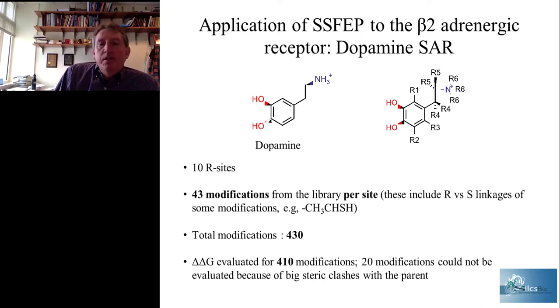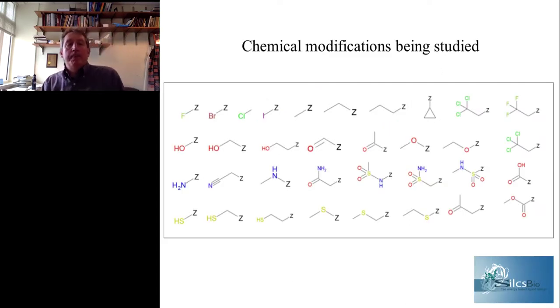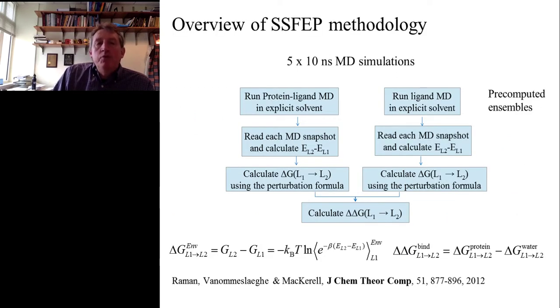To give you an idea of the types of chemical modifications, I'm showing them here. You can see that for the SSFEP methodology, we typically add relatively small functional groups, halogens, methyl groups, ethyl groups, different types of polar groups, and so on. But again, the power of the methodology is that we can do our pre-computed MD simulations of the protein ligand complex, as well as the ligand in solution. We can obtain our pre-computed ensemble. We can then go back and, for the 400 plus modifications, rapidly calculate the change in the free energy associated with those modifications in the presence of the protein, as well as in the presence of the ligand.